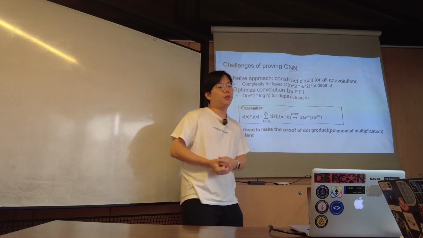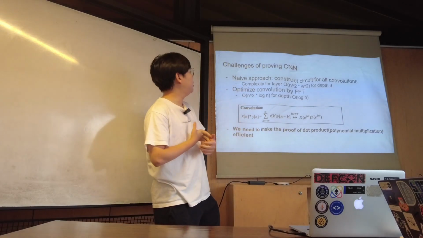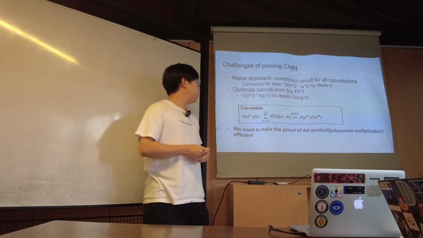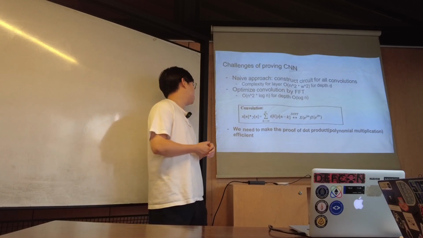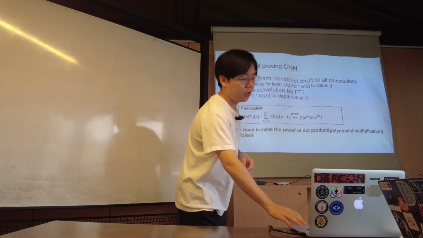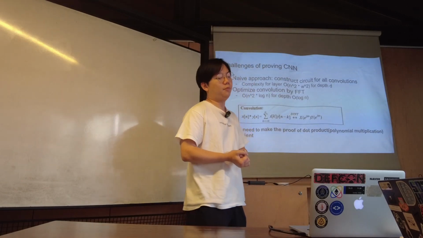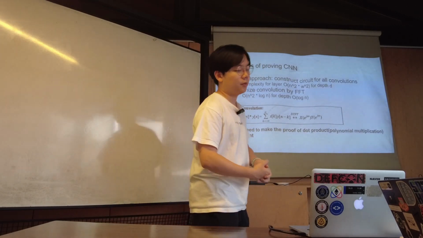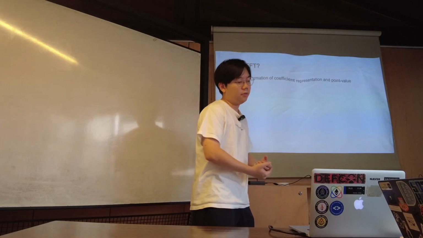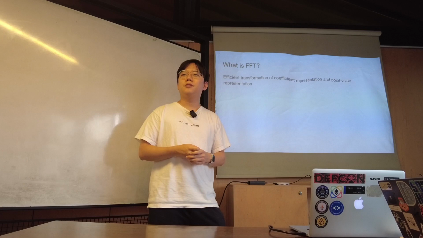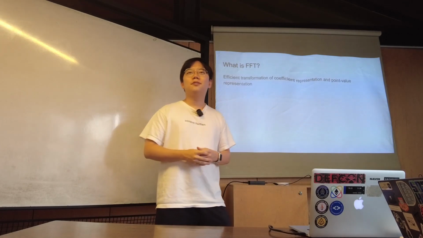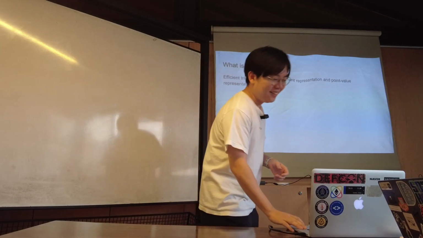So the big question here for the zkCNN is that we need to make the proof of the dot product, which is a polynomial multiplication, efficient, which is also a problem of making the fast Fourier transform efficient. So yeah, does every one of you know what the fast Fourier transform is? Because I didn't know. All right, let's skip that.